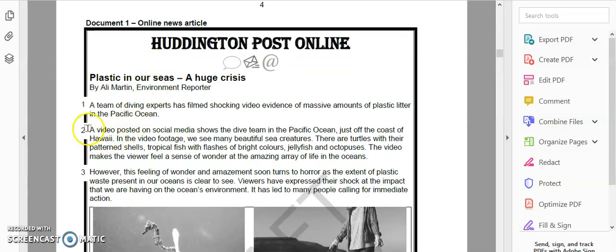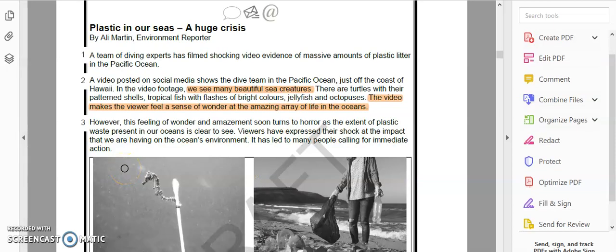So, that's this paragraph here. Have a look, think back to when we were looking at facts and opinions and see if you can identify a fact and opinion from this. Pause the video, have a go. Okay, so what I've done here with this paragraph, paragraph 2, is I've highlighted the opinions.